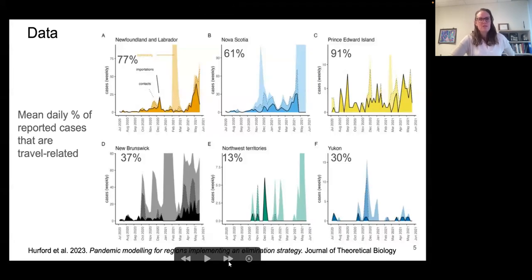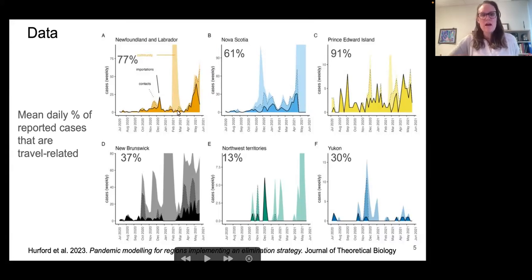This is what the pandemic looked like in Atlantic Canada and the territories. So the key is given in the Labrador panel, and the darkest shading below the solid line are the importations. These are reported cases where there's a known history of travel. There's a lighter shading, and so those are the close contacts of the importations. These might be family members who were self-isolating with the traveler. And then anytime you see a shaded region that isn't bounded by any kind of line, that's representing community cases.